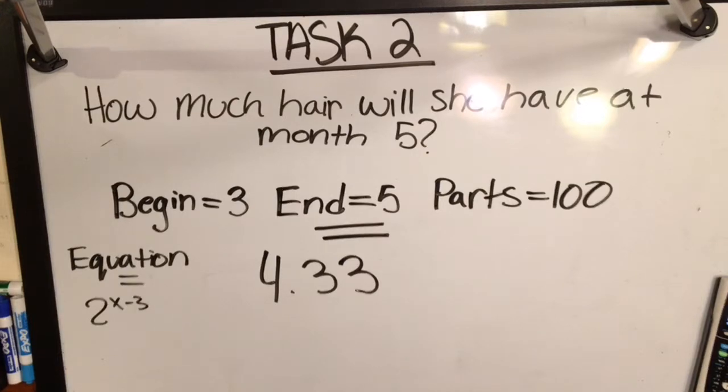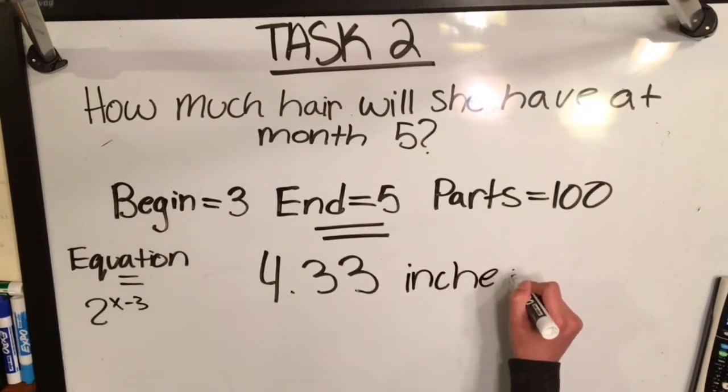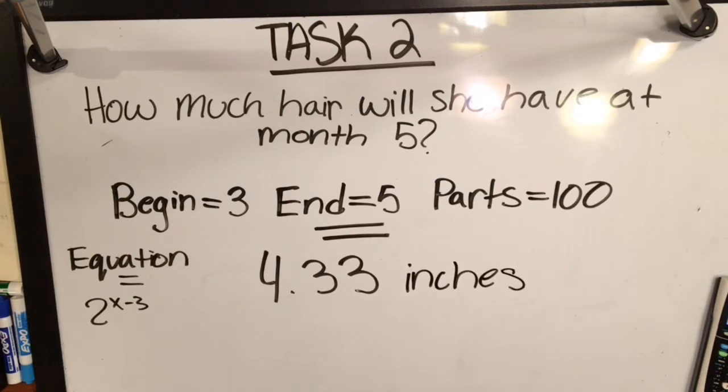Then you need to add 3, because those are the 3 inches she already had before she took the potion. That gives you 7.33 inches of hair total when she has that month 5 of growing her hair.